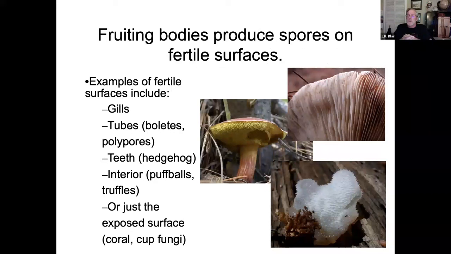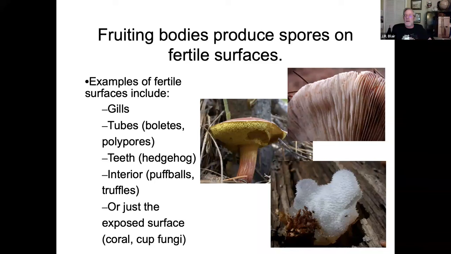And then the fruiting bodies produce the spores on fertile surfaces. And so here's some examples of some fertile surfaces. You all are familiar with gills, an unfortunate term, I have to say, because they're not involved with extracting oxygen from water, like fish gills. But somebody thought down the line that these structures look like fish gills, and therefore that stuck. By the way, similar to the way that plant sciences and botany work, mycology also has lots of jargon. And technically, we would call these lamellae.